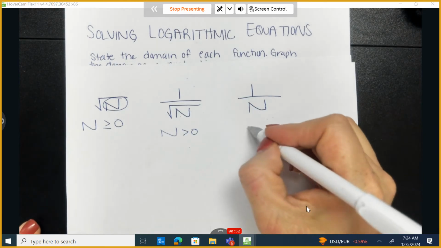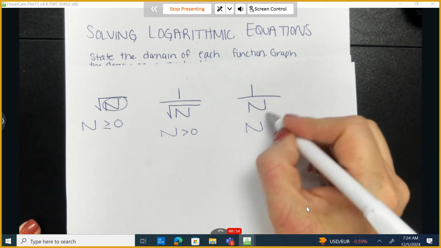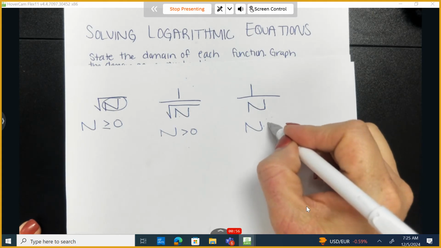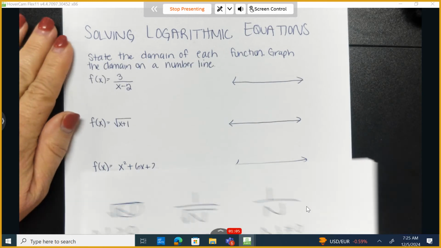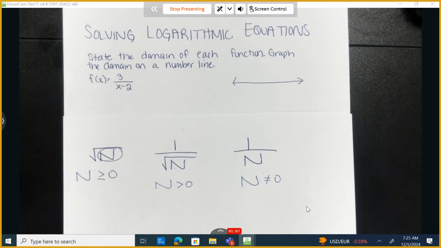Also over here, we know that the value of N in this position can never be 0. So this cannot equal 0. It can be a negative value. It can be a positive value, but it cannot equal 0. Now, how is that going to help us? So let's look right here at our very first expression.